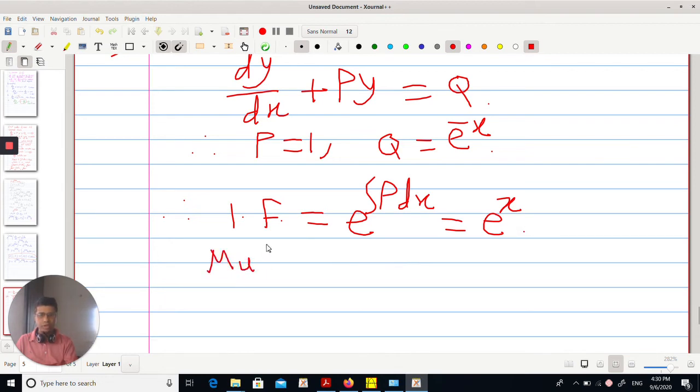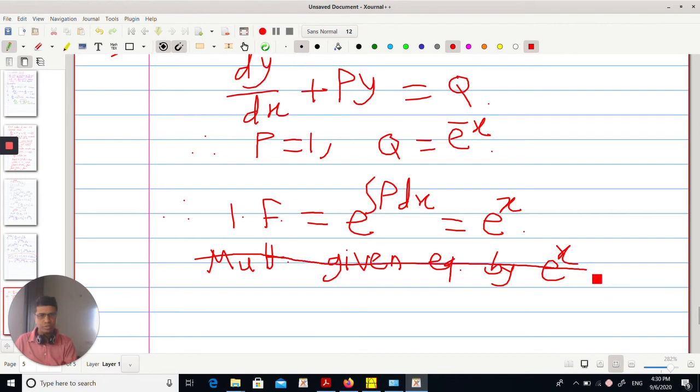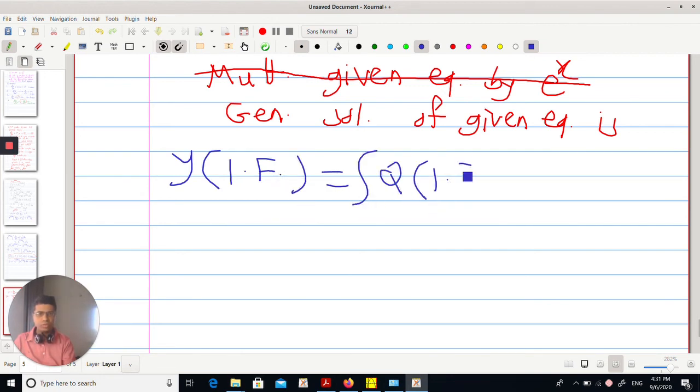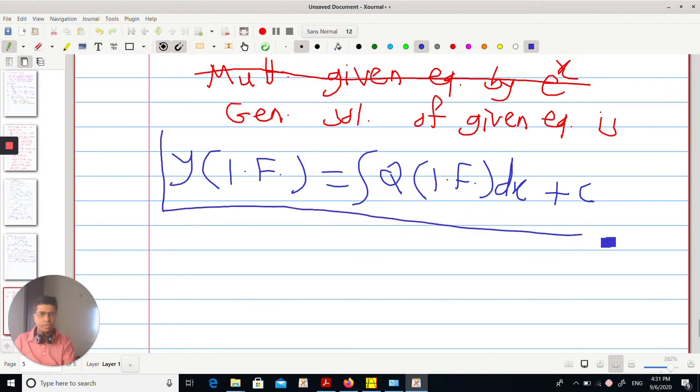And we multiply the given equation by the integrating factor e raised to x. Actually we don't need to multiply, we can write the solution directly. So the general solution of the given equation is, the formula is y into integrating factor equal to integral q into integrating factor dx plus c. Remember this formula.